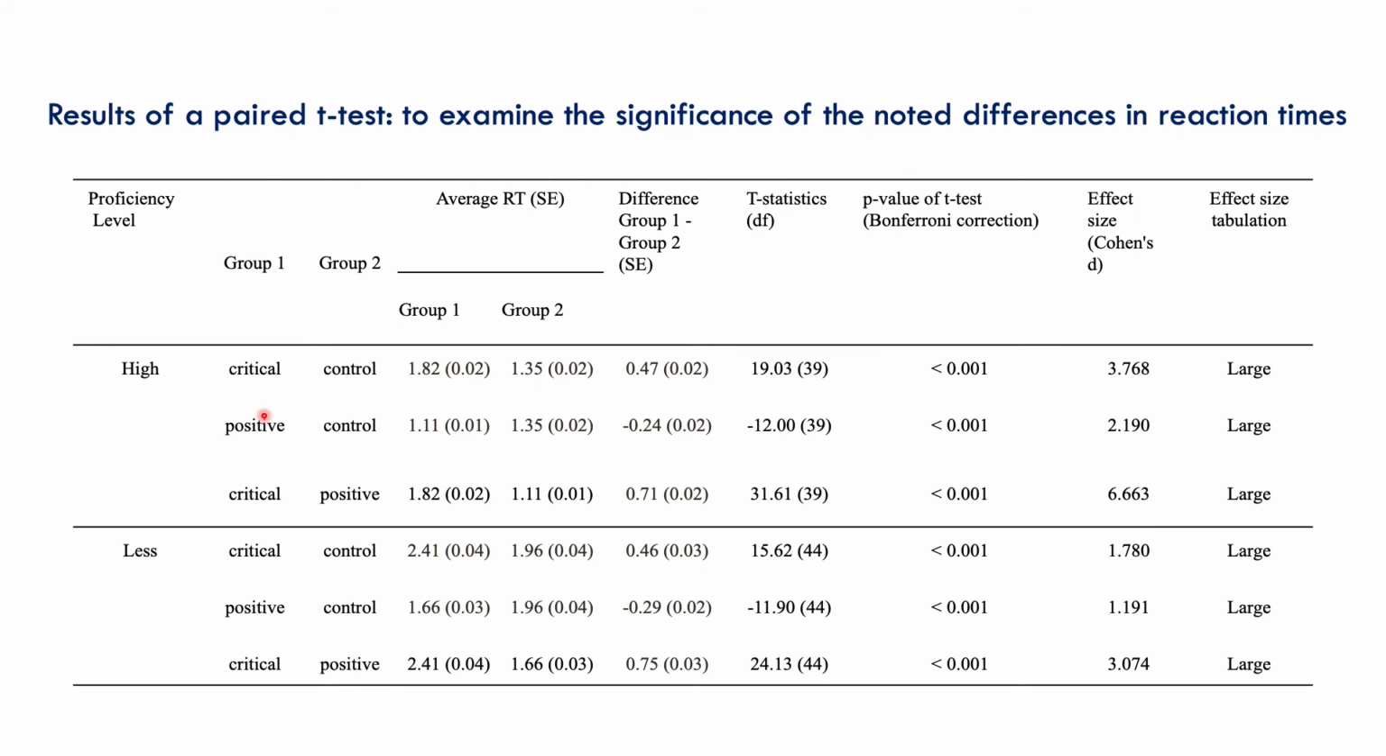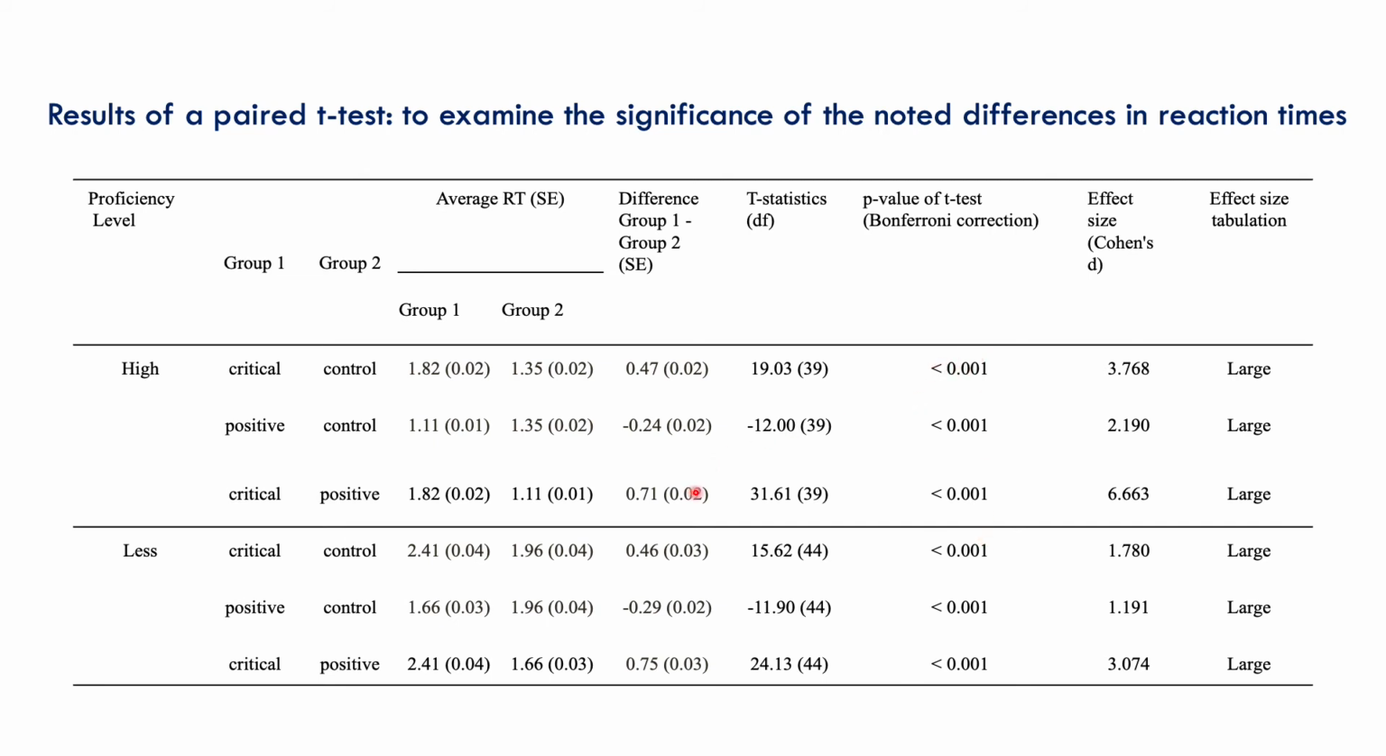We conducted a paired t-test to examine the significance of the noted differences for phoneme type. As you can see in this table, the average reaction time in the critical condition was significantly larger when compared to the control condition for the highly and the less proficient bilinguals. Here the size of the difference is 0.47, and here the size of the difference is 4.6, and the result of the t-test was significant.